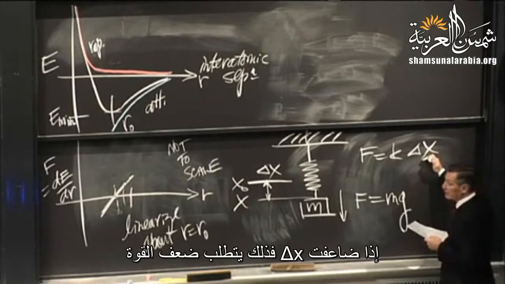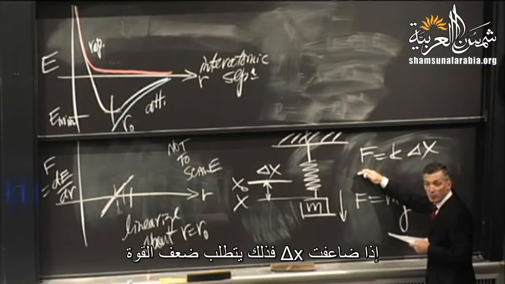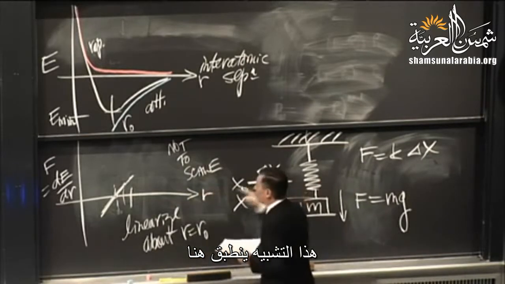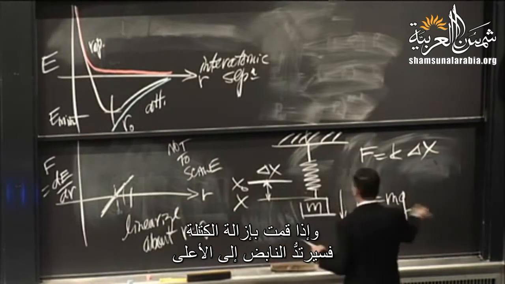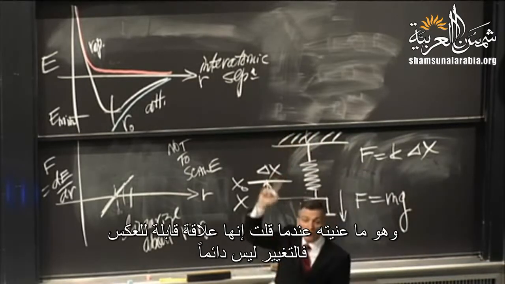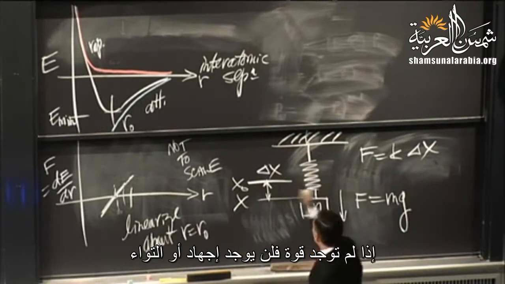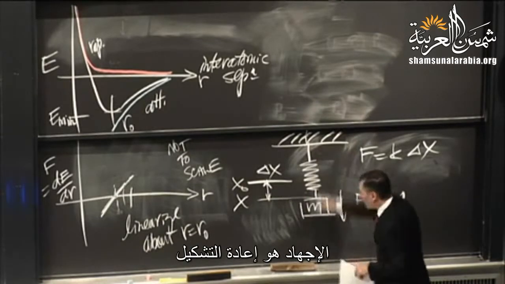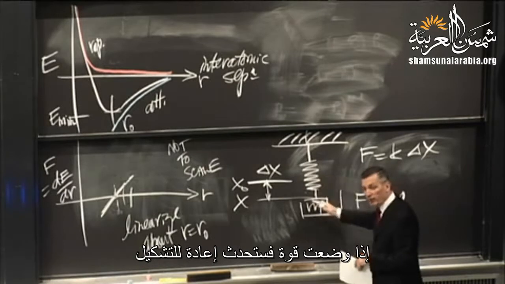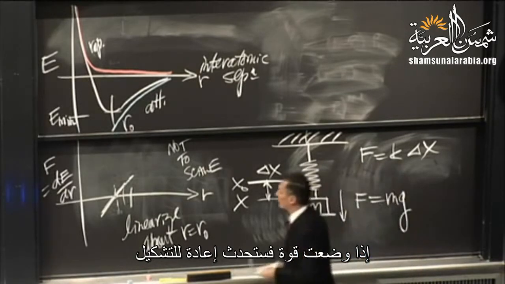If I double the delta x, it requires double the force. Well, that's this. That's this. This analogy goes right down. And if I remove the mass, it springs back, which is what I meant when I said it's reversible. This is not permanent. No stress, no strain. Strain is the deformation. No deformation, no force. If I put a force, non-zero deformation.